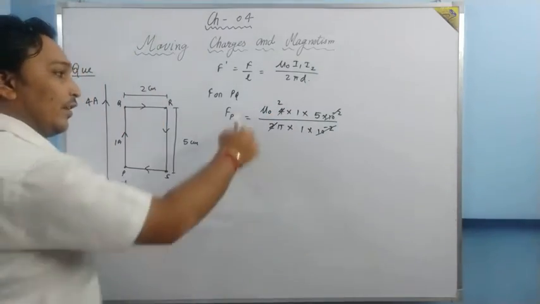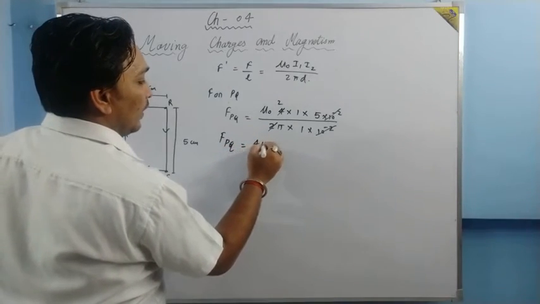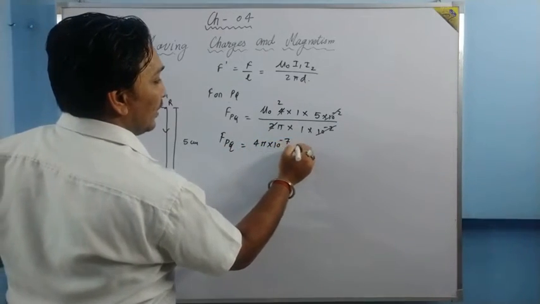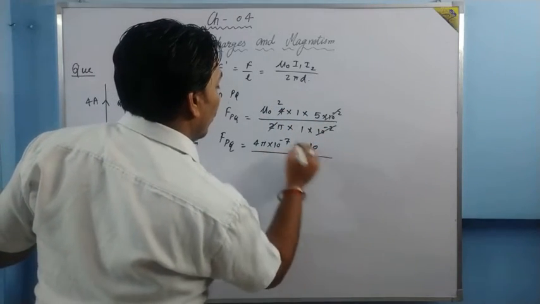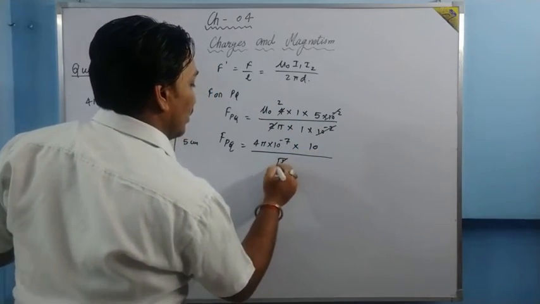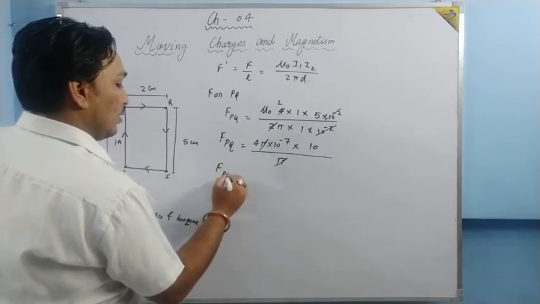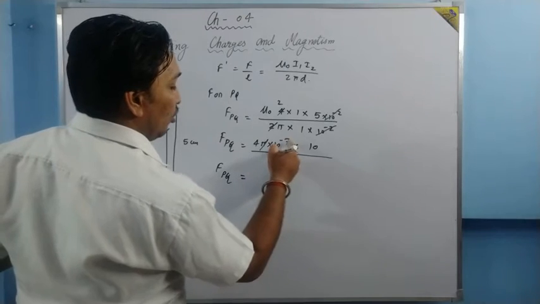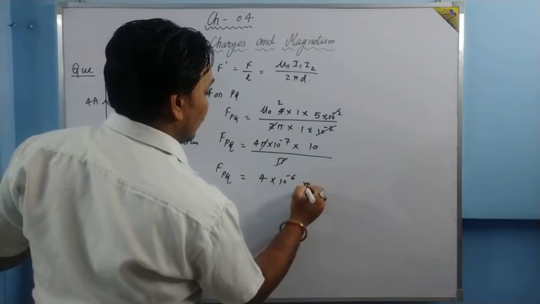Anything else? The value of mu naught we have to put. The value of mu naught is 4 pi into 10 to the power minus 7, multiply by 2, multiply by 5, it will become 10 whole upon, only pi is left over here. Pi and pi also cancelled out. 10 multiplied by 4, it will become what? It will become 40 into 10 to the power minus 7, or we can write 4 into 10 to the power minus 6 Newton.